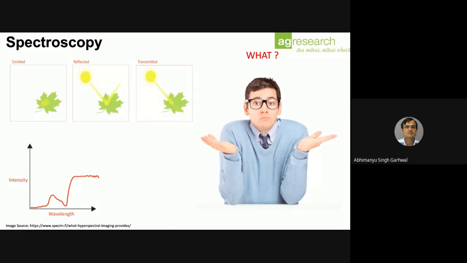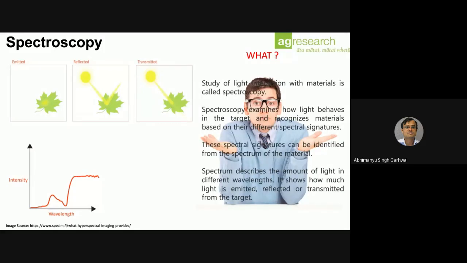So for understanding this, we have to understand what spectroscopy is. Spectroscopy is basically when light falls on an object, some of the light is emitted, some of the light is reflected, and some of the light is transmitted from the object. Whenever light interacts with a material, how it interacts and what the effect is, that is called spectroscopy. It examines the light behavior in the target and recognizes it based on its different spectral signature. And a spectral signature can be identified from the spectrum of the material, and a spectrum describes the amount of light at different wavelengths. It shows how much light is emitted, reflected, or transmitted from the target.